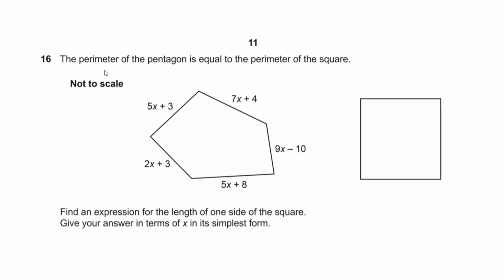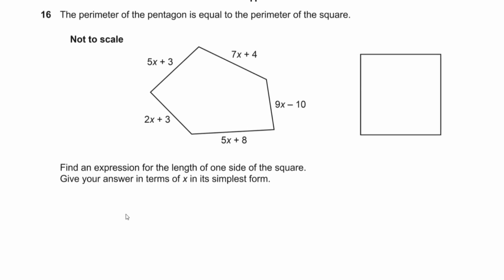Question number 16. The perimeter of the pentagon is equal to the perimeter of the square. We have to find an expression for the length of one side of the square. Give your answer in terms of x in its simplest form. So let's work out the perimeter of the pentagon.